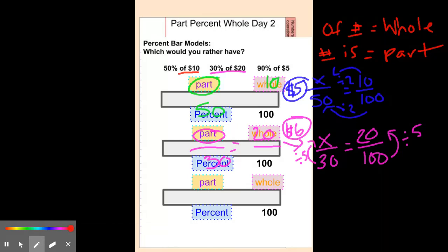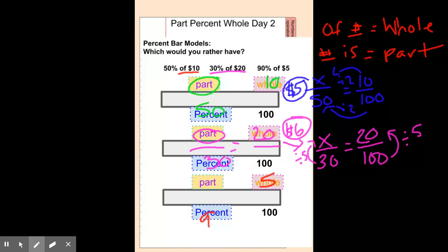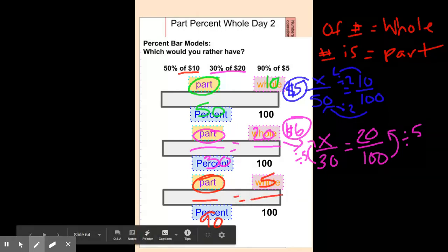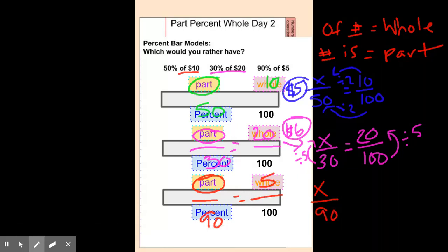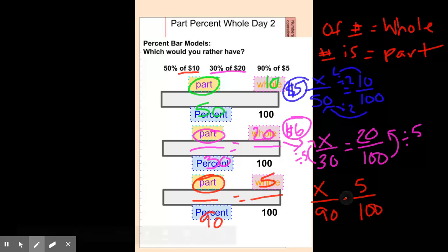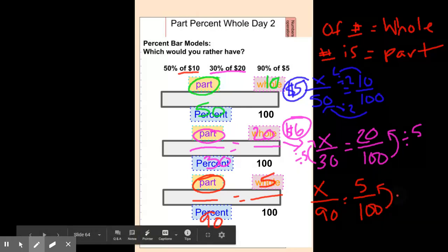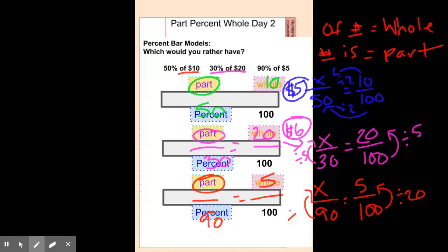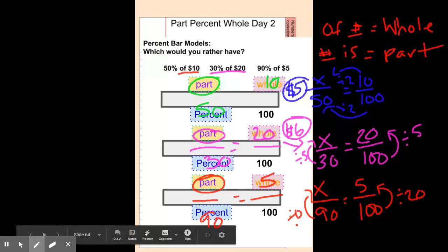The last one says 90% of $5. So $5 is our whole because it says of $5, and 90 is our percent. We don't know our part again. So we're going to set up our fractions just how they are here. So we don't know over 90, and 5 over 100. Okay, so 100 divided by 20 is going to give us 5, so we're going to do 90 divided by 20. And that's going to take a little more work.